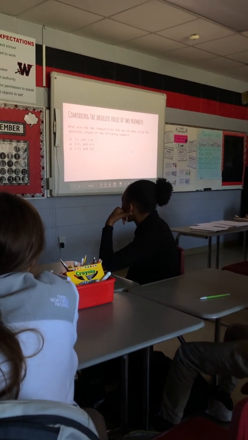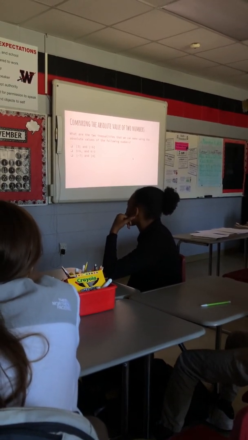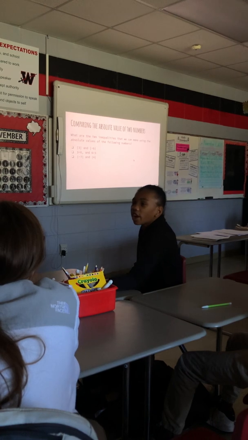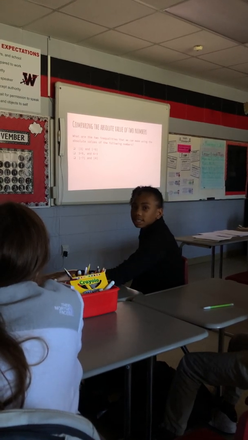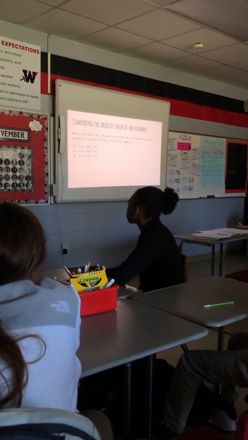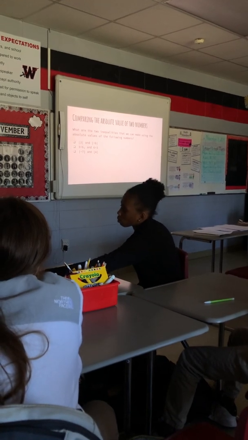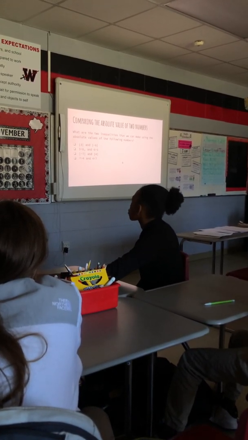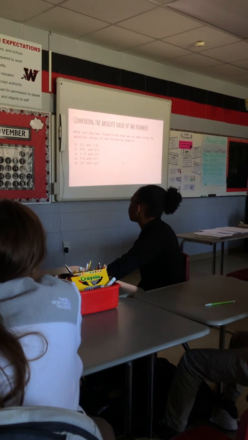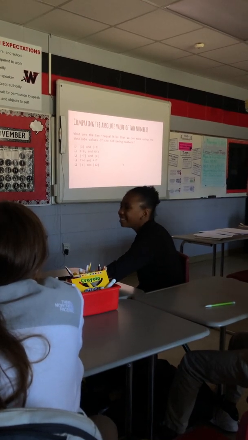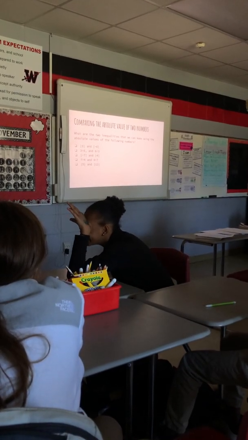Alright, so let's try this one. There's our answers. Negative 7 is greater than 4. 4 is less than 7. Awesome. Do y'all understand it a little bit better? Okay, let's try with this one. 12 is greater than 5 and 5 is less than 12.